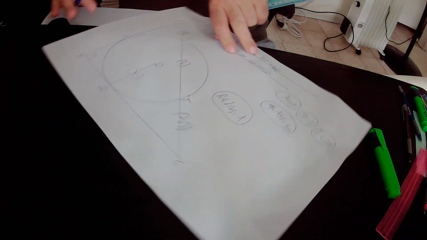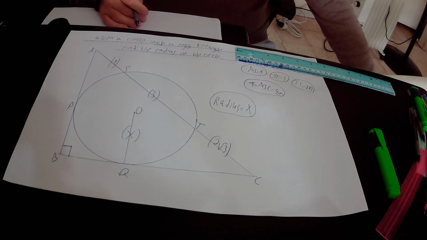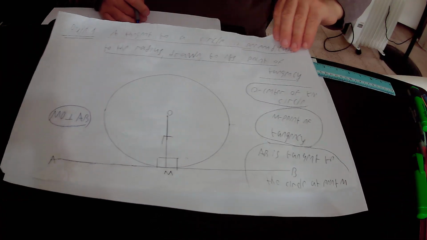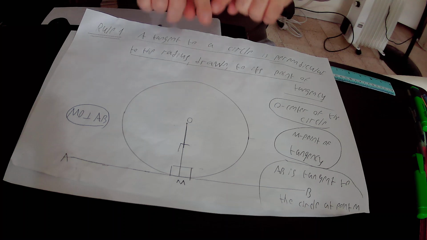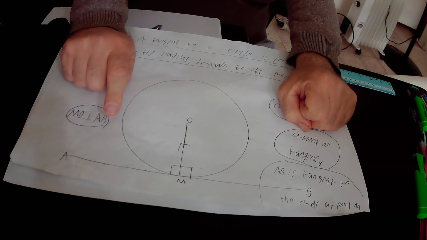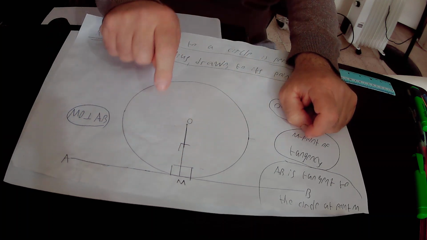You can implement here rule 1. Let's repeat quickly on rule 1. According to rule 1, a tangent to a circle is perpendicular to the radius drawn to its point of tangency. So in the drawing we have a circle and we have tangent AB. This is tangent to this circle here at this point, point M. Point M is the point of tangency of tangent AB with this circle.